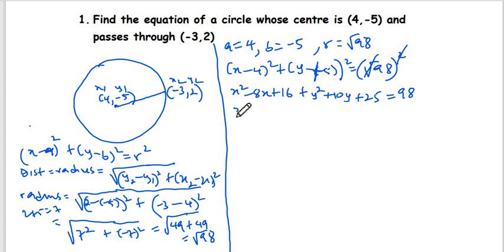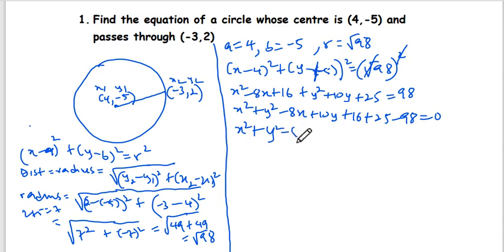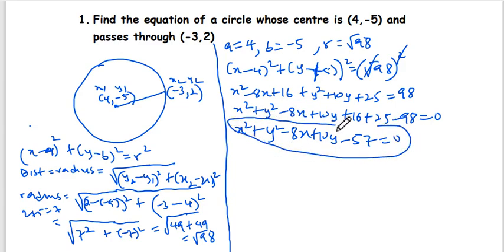So this becomes x² + y², collecting like terms now, -8x + 10y + 16 + 25 - 98 = 0. So that gives us x² + y² - 8x + 10y, and 16 plus 25 minus 98 is -57, so -57 = 0. So this is our equation. This is the equation of the circle.